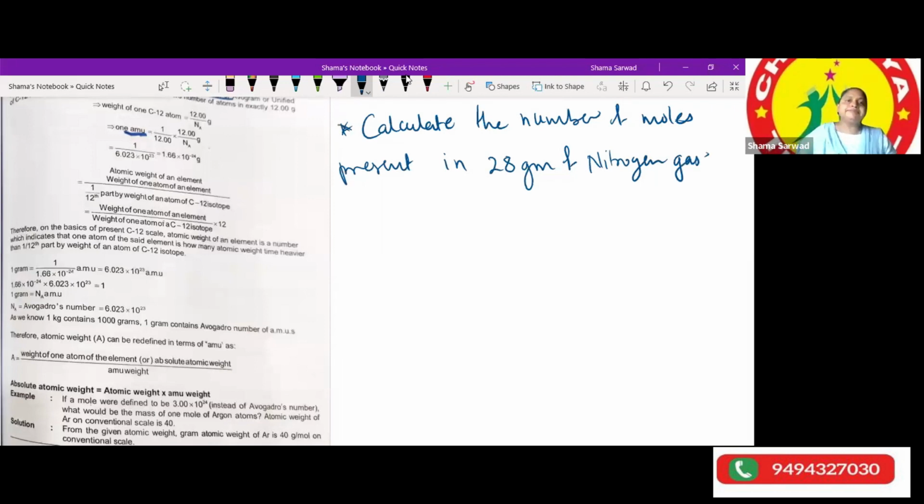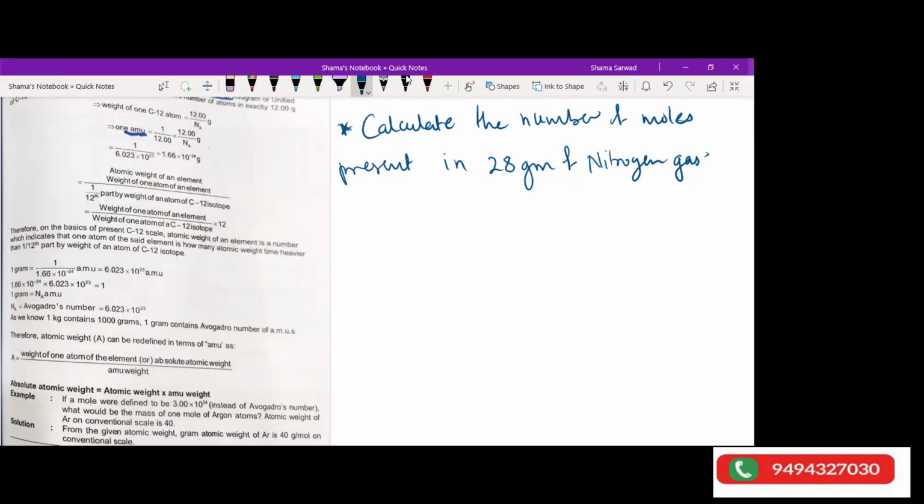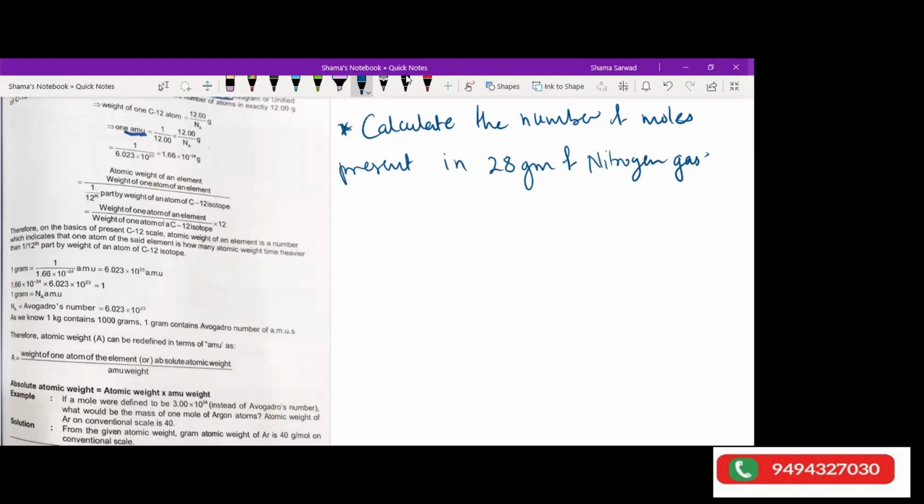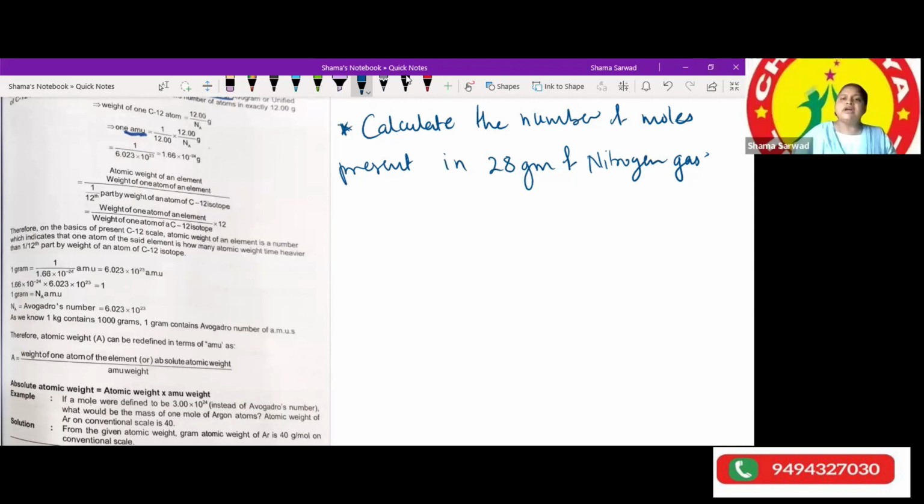Can you do this? 2 moles. If you face any problem, please speak up so I can help you. What you have to do? 28 grams of nitrogen is given to you, but then nitrogen gas is given to you, right?